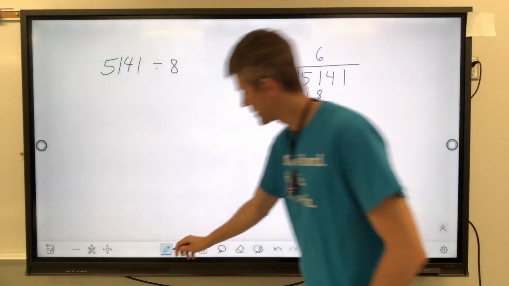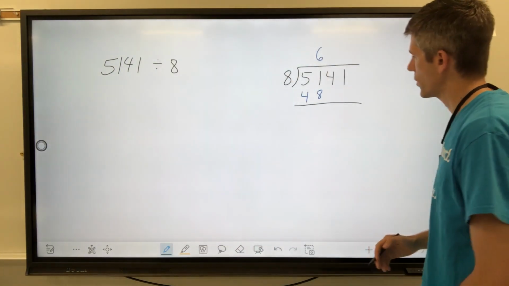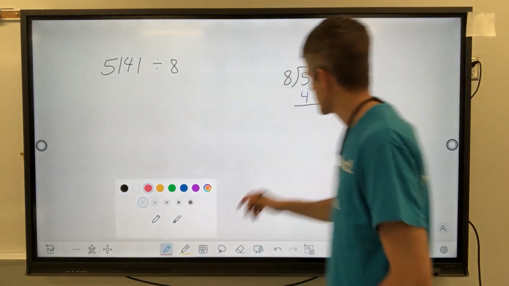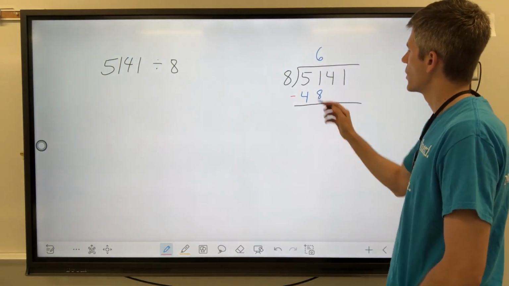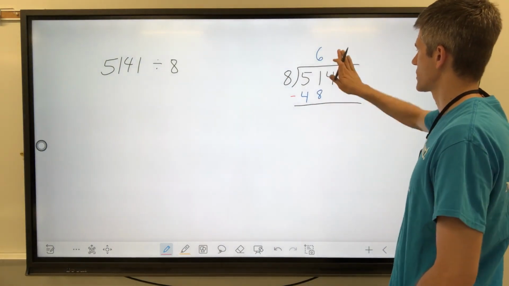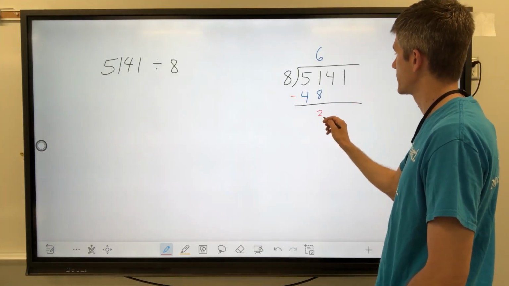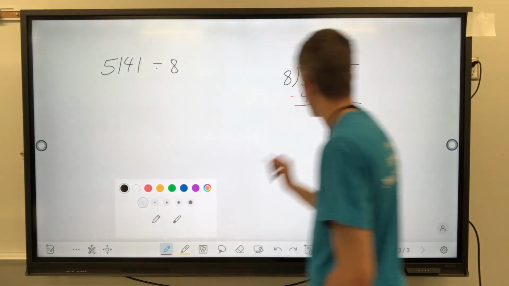So let's switch back to black. There we go. And what we're going to do at this point is subtract. So this is going to come in handy if I change signs, and that will really come in handy with variables. You'll see how this works. So 51. Ignore the 41. 51 minus 48 is going to give me 3. Not a red 3. It's going to give me 3.